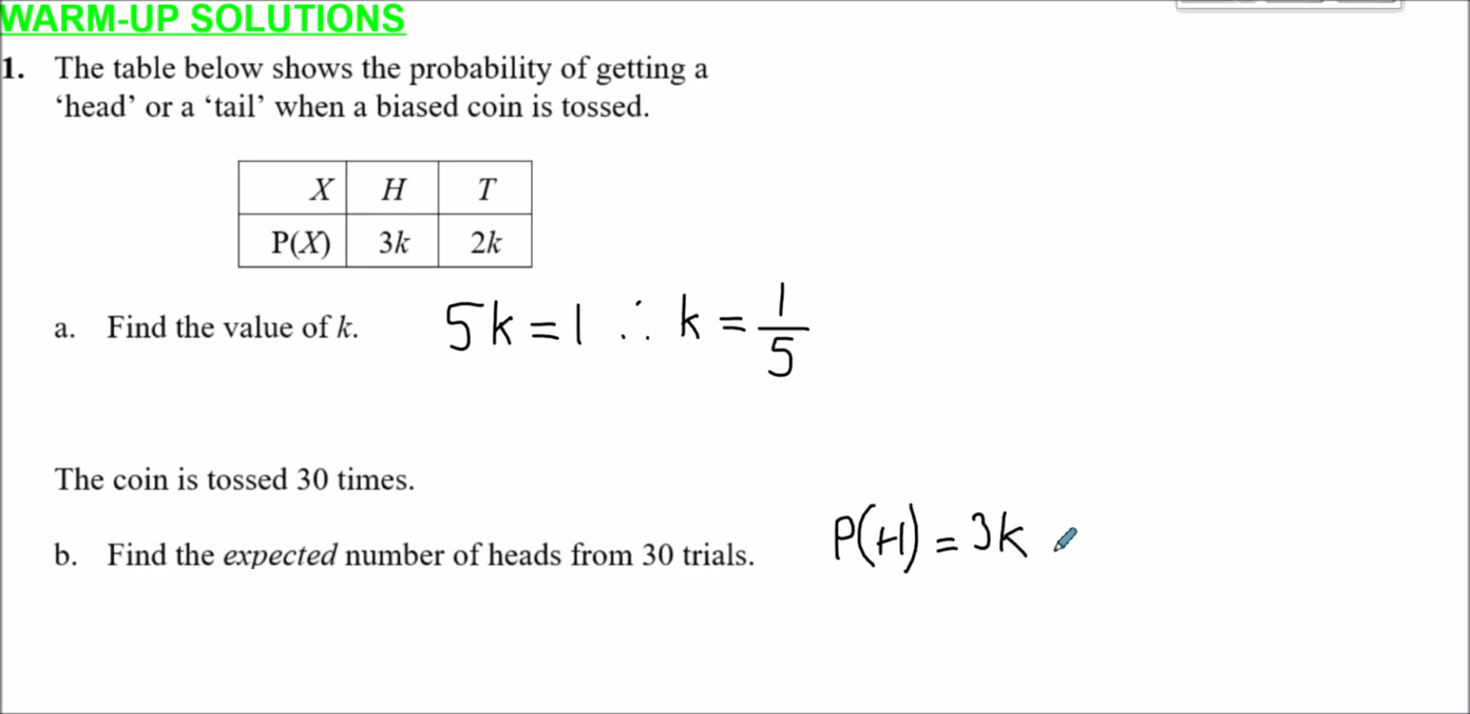and now we know that k is 1/5, 3k is 3/5. And so this tells us that, on average, we'd expect 3/5 of the flips to end up as a head. So the expected number of heads from 30 trials must be 3/5 of 30, which with a calculator or otherwise, that'll come out as being 18. So we'd expect about 18 heads.